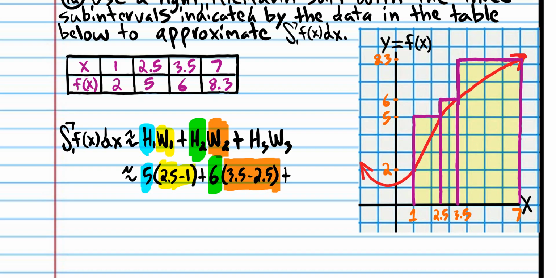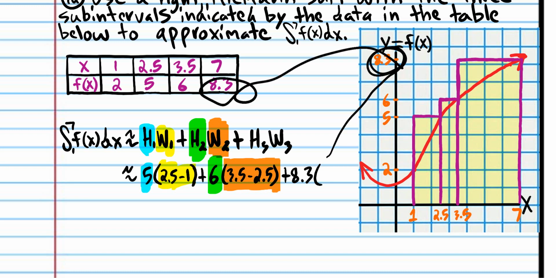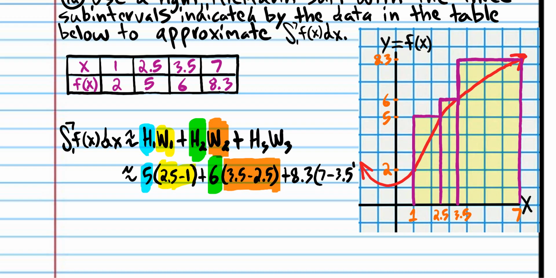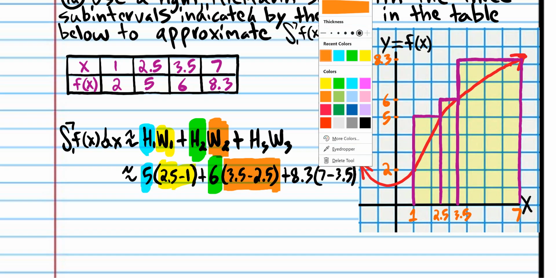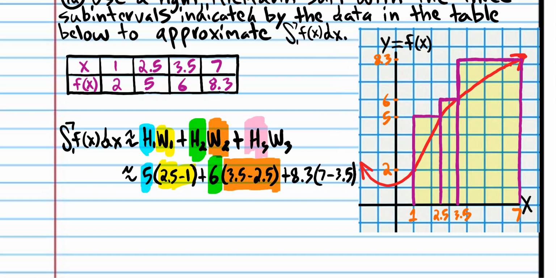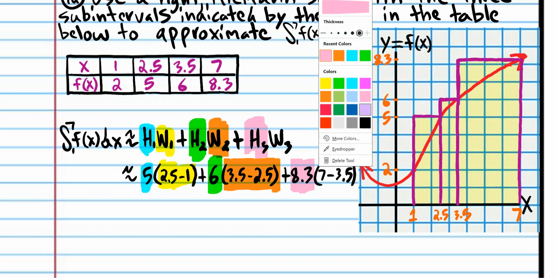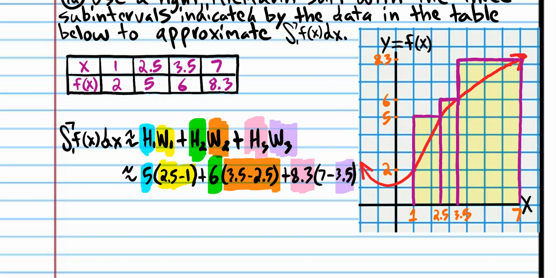The height, you can see the height of the third rectangle is actually 8.3. And how do we know that exactly? Well, obviously I kind of made it easy for you, but you're going to get this information in the table. You're not going to get it from a graph. Again, you're not going to be given the graph when you do these problems. So 8.3 times 7 minus 3.5. So we have the height here and the width. And now all we have to do is calculate.